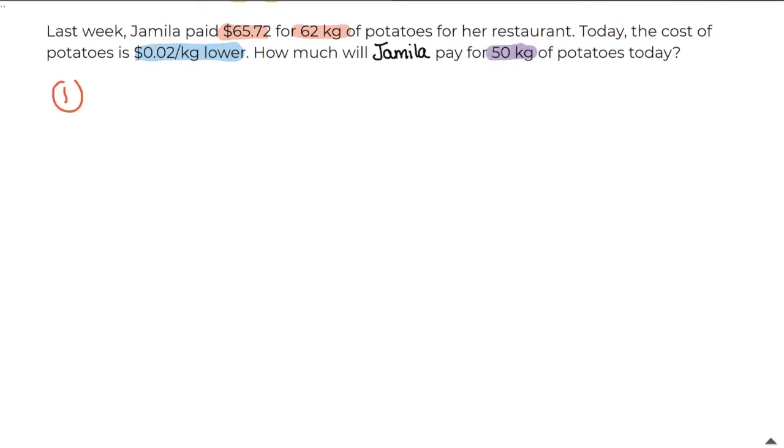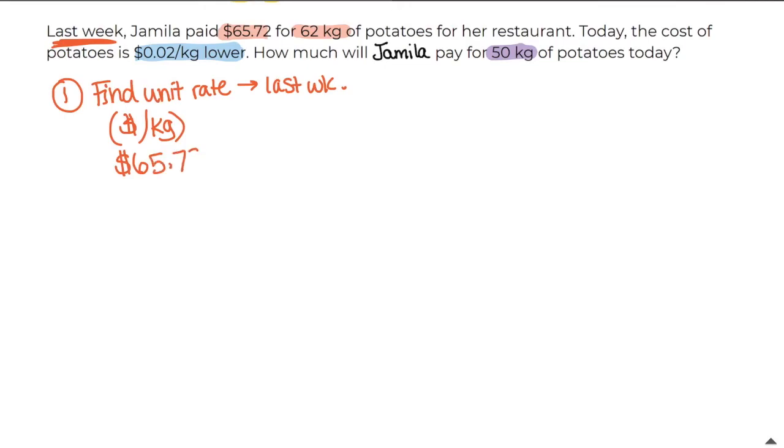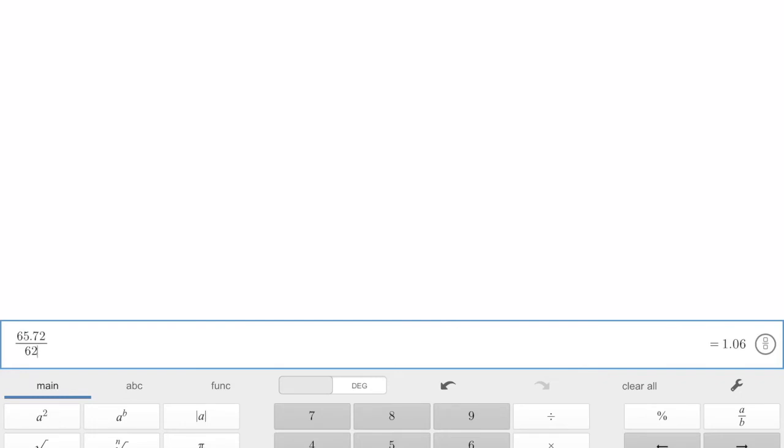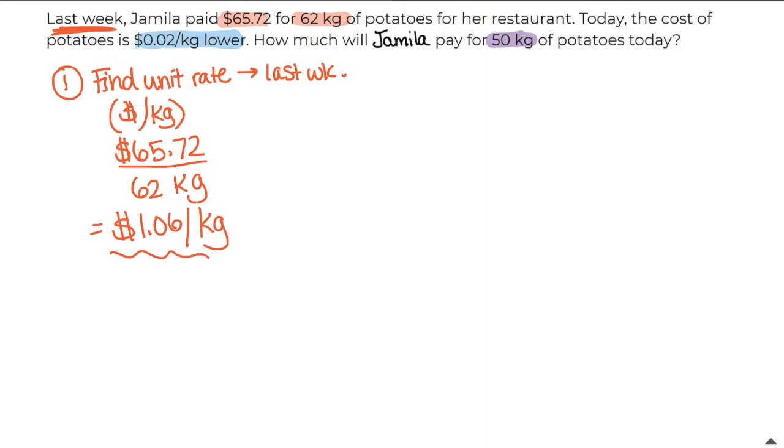So the first thing we need to do is find the unit rate. And by the way, we want to find the unit rate for last week because we need last week's unit rate to find today's unit rate, right? So because it's cost per kilogram, I'm going to take the cost, the $65.72, and divide that by 62 kilograms. And when I type that into my calculator, I get $1.06 per kilogram. So I know it was $1.06 per kilogram last week.